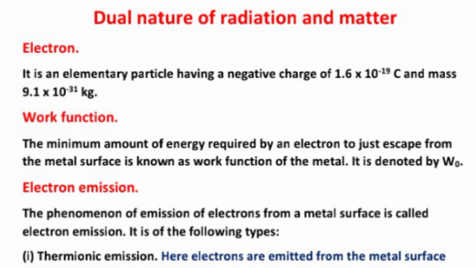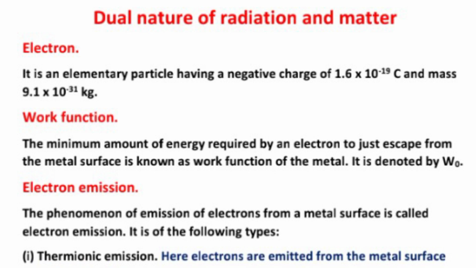Then work function. What is work function? The minimum amount of energy required by an electron to just escape from the metal surface is known as the work function of the metal. It is denoted by W0. Electron emission. What is electron emission? The phenomenon of emission of electrons from a metal surface is called electron emission.